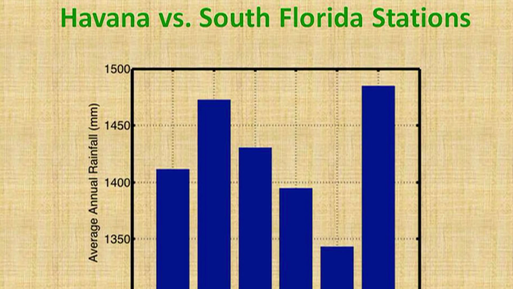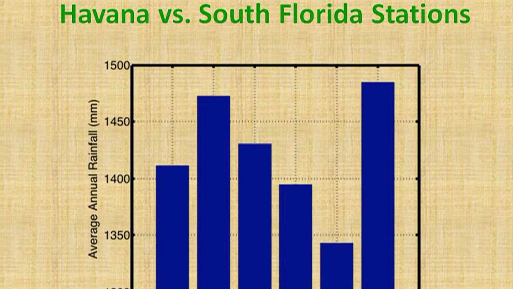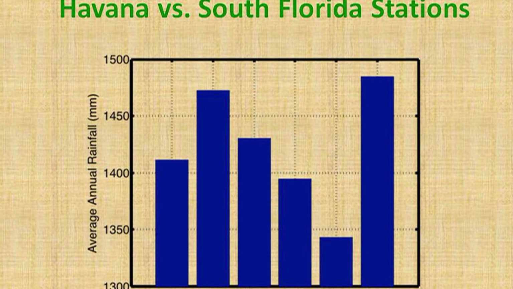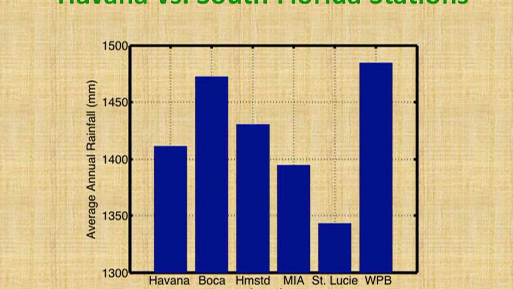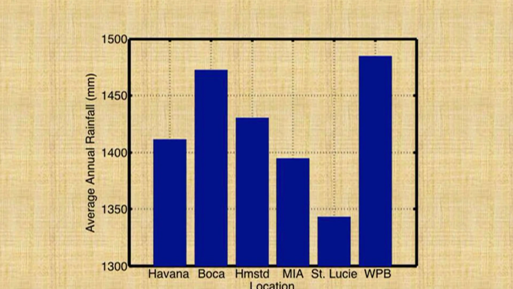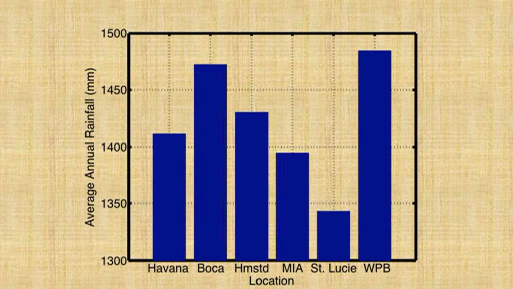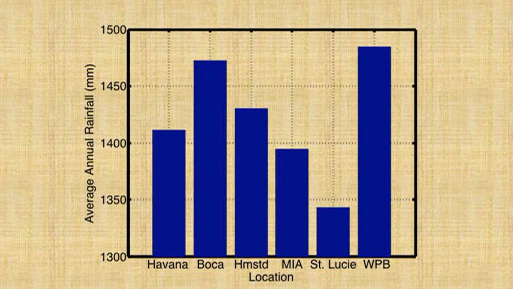Five South Florida hourly precipitation sites were used to determine the data to be used in our model. The five sites include Boca, Homestead, Miami, St. Lucie, and West Palm Beach. And here we compare the average annual rainfall of the five stations with that of Havana, and as you can see, Havana falls within the range.